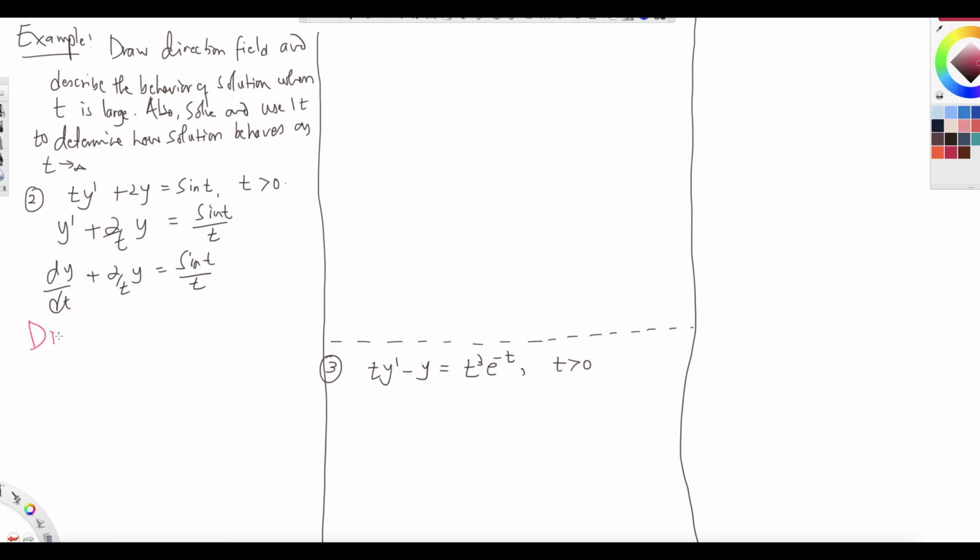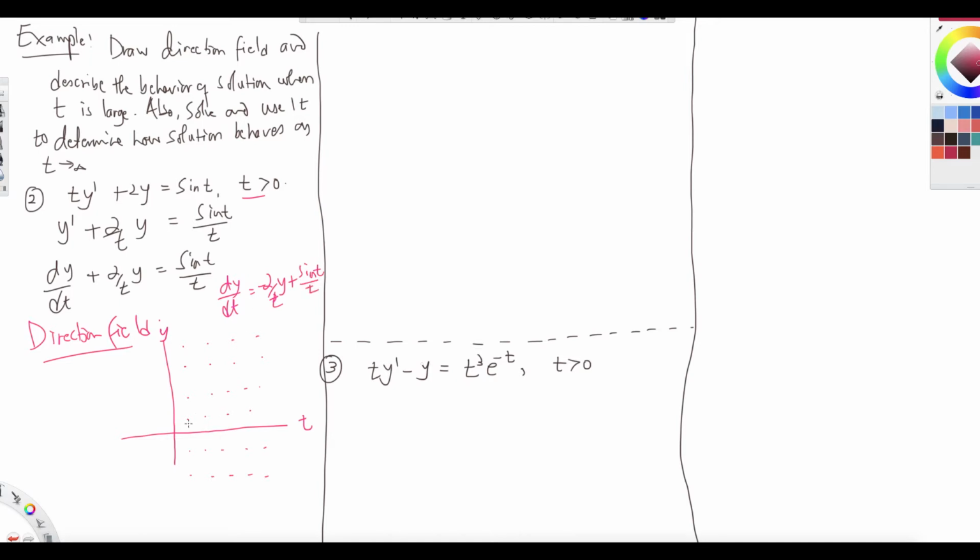Now to draw the direction field, we need to draw t versus y. We need to consider only t greater than 0, because that's what the question is giving. At each point, we need to plug into this equation. Actually, you should solve this equation for dy over dt, meaning dy over dt equals negative 2 over t y plus sine t over t.